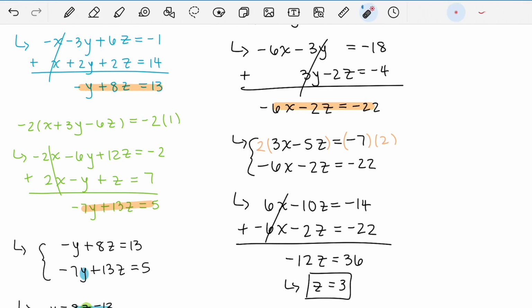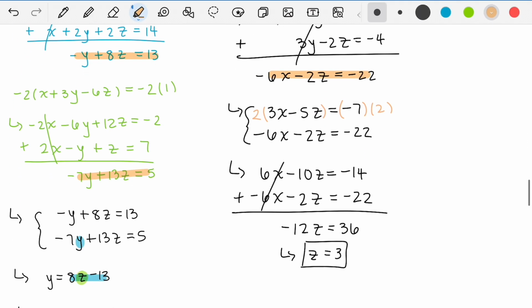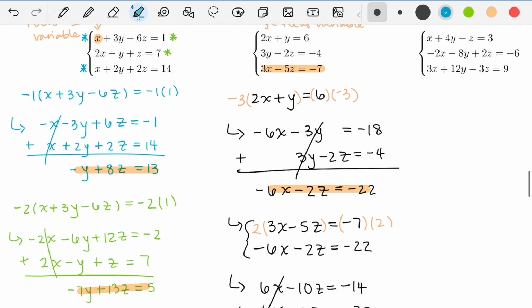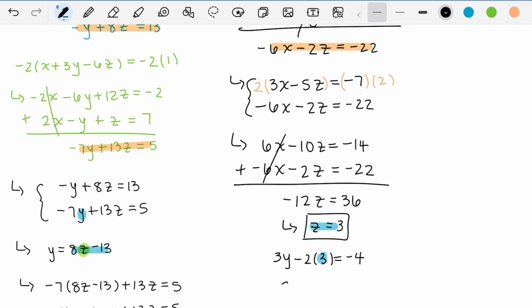So now we're going to take this value and plug it into our equation to solve for y. Let's plug it into this second equation here, since this one only has a y variable, and then we can solve for it. So z is equal to 3, and we're plugging it into this. We get 3y minus 2 times z is equal to negative 4. Just plugging that z value in, we end up with 3y minus 6 is equal to negative 4. So this means 3y is equal to 2, and finally y is equal to 2/3.